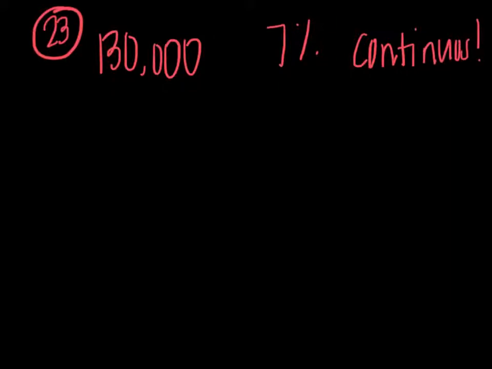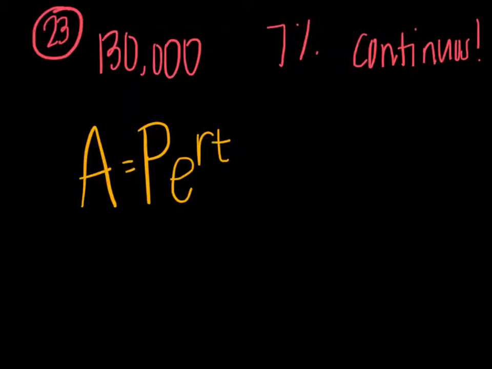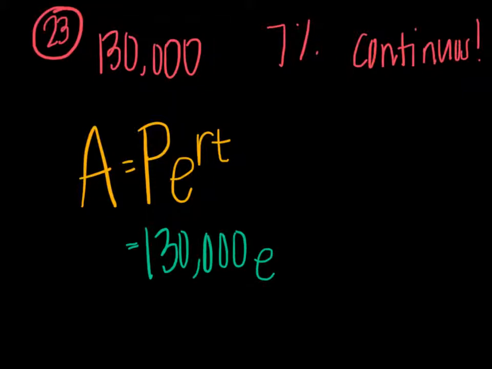So we're going to use a different formula for that, and the formula for that is the PERT formula, so A equals P E raised to the R T. P is still principal, so that's going to be $130,000 times E, and that's just the natural E. We don't have a value for E. We're using the E button on our calculator, times the rate, again expressed as a decimal, which is 0.07. And we are trying to find her balance after 8 years. We can plug this into the calculator.